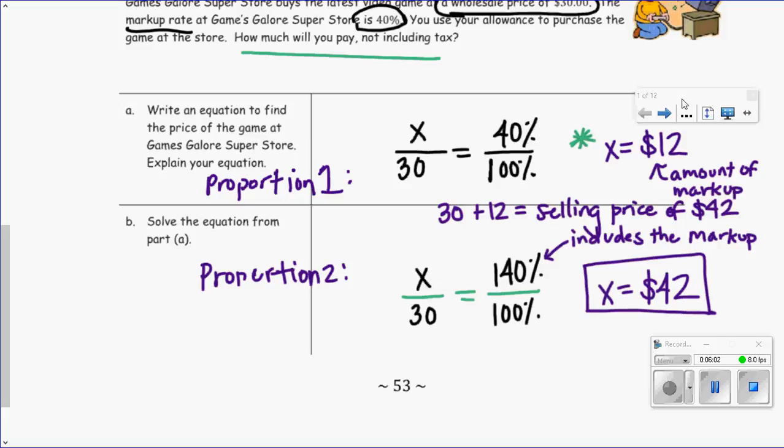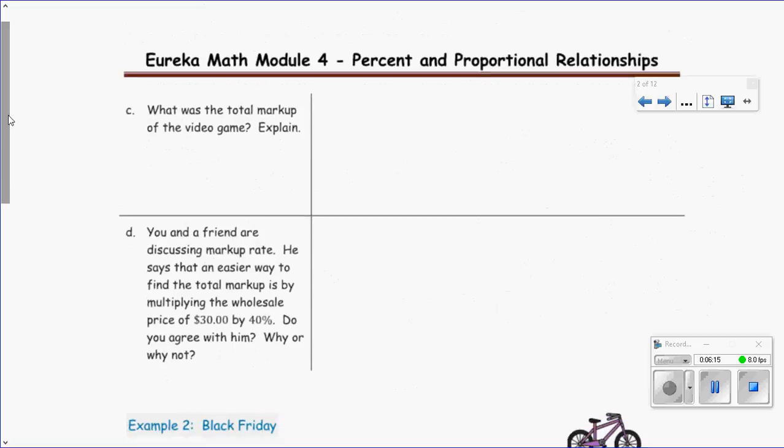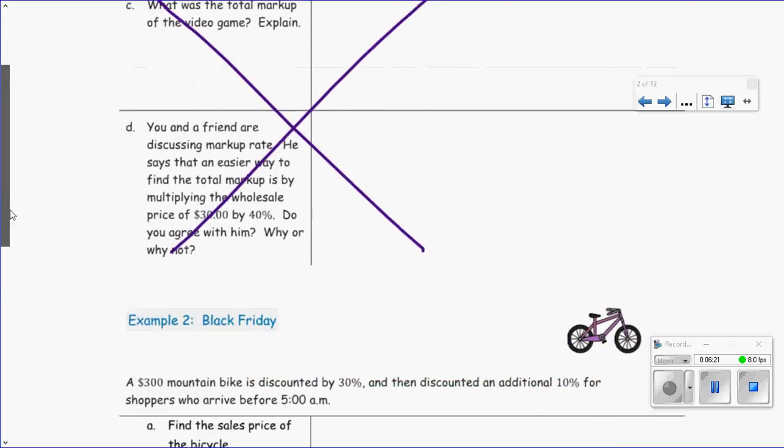Okay, we can do that same kind of thing with discount. So let's turn the page and let's keep practicing some similar problems with markup and discount. Okay, we actually answered these similar questions below or on the previous page.